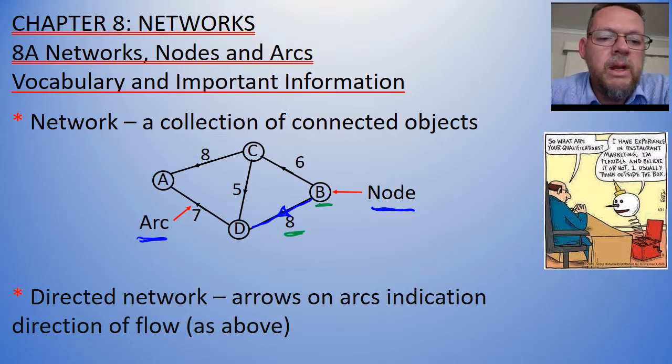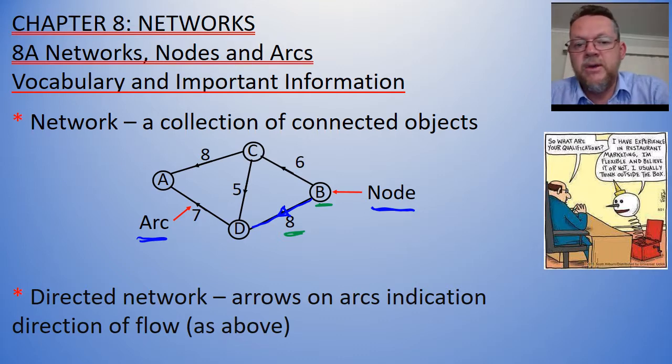So what have we learned? We've learned that a network is a collection of nodes and arcs, and a directed network has those arrows on the arcs indicating the direction of the flow.